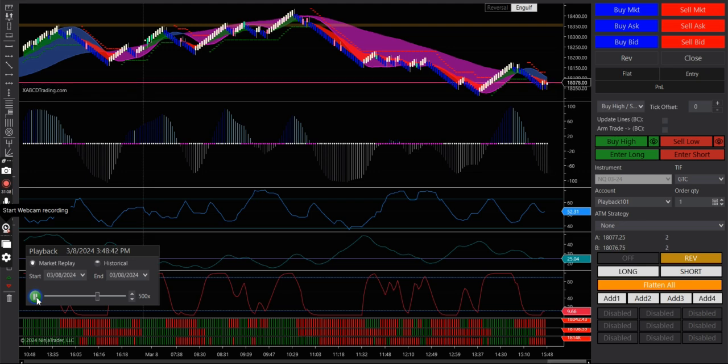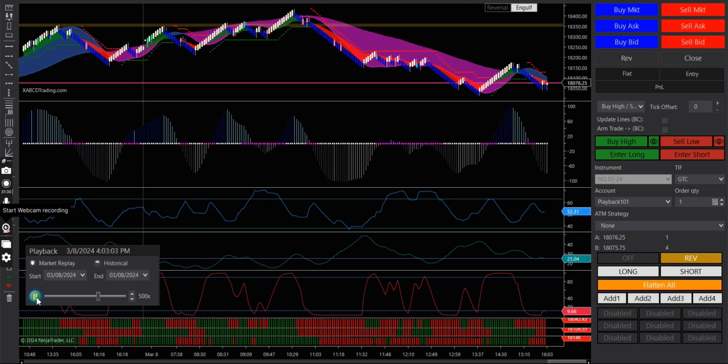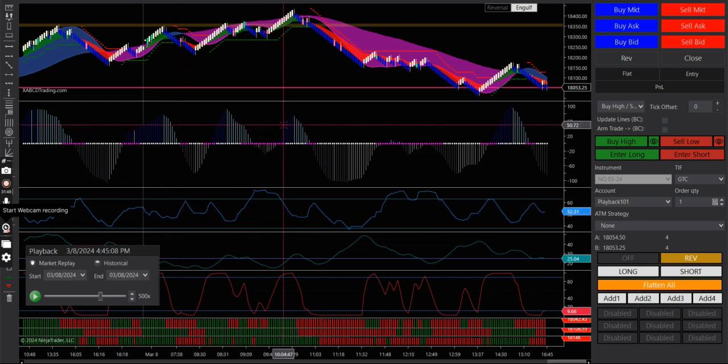It's 3:45 and we're nearing the end of the market session. Okay, actually, we're at 4:45 p.m. and so the market is now closed.